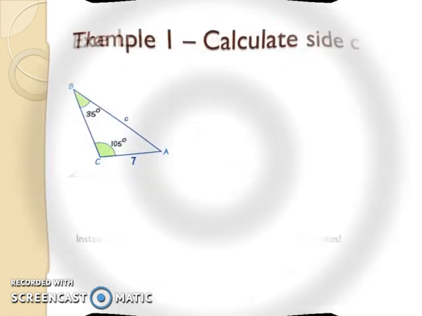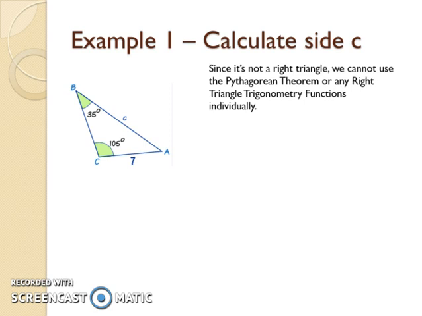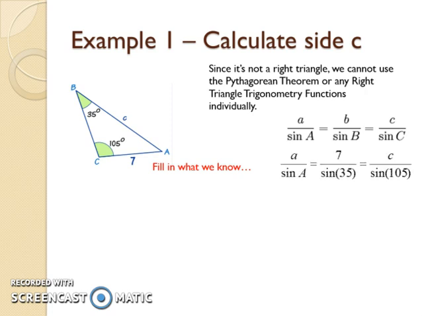So how do we use this? To find a side, here we need to find c. Since it's not a right triangle, we can't use the Pythagorean theorem or any right triangle trigonometry. So we're going to use the Law of Sines. Here's our equation. We can fill in all the information we know. We don't know a, we know b is 7, and we know lowercase c is just c. We don't know what angle A is. We know that angle B is 35, and we know that angle C is 105.